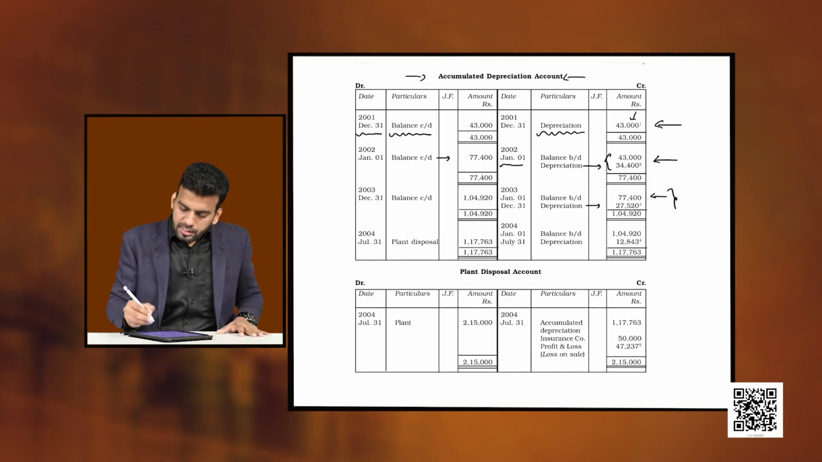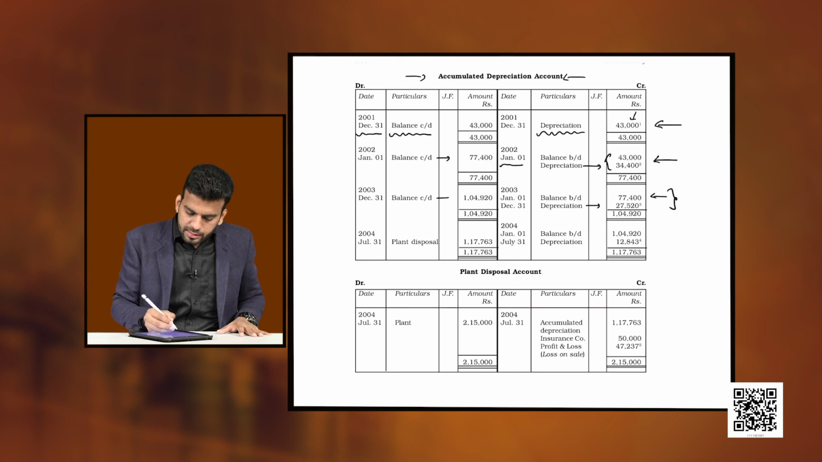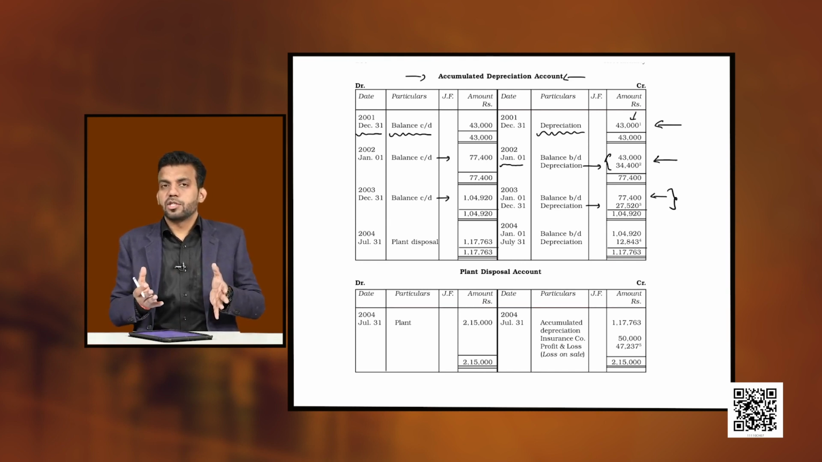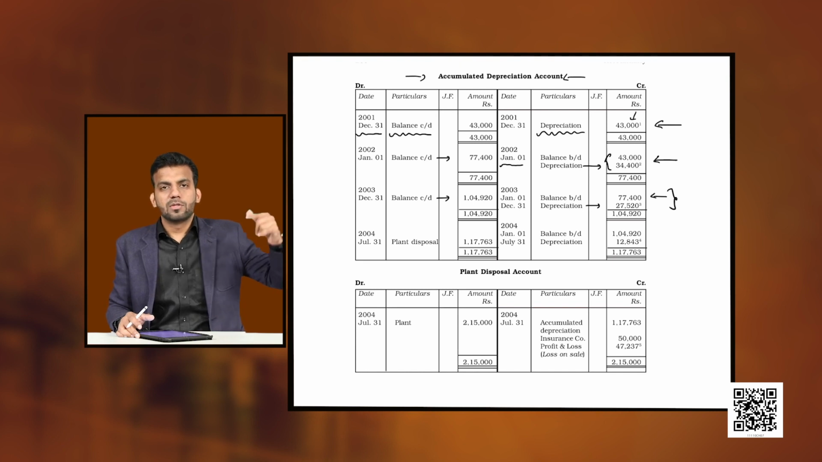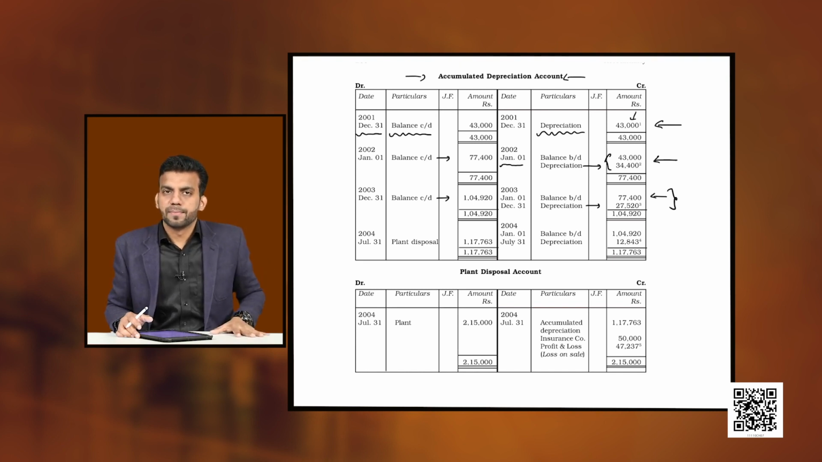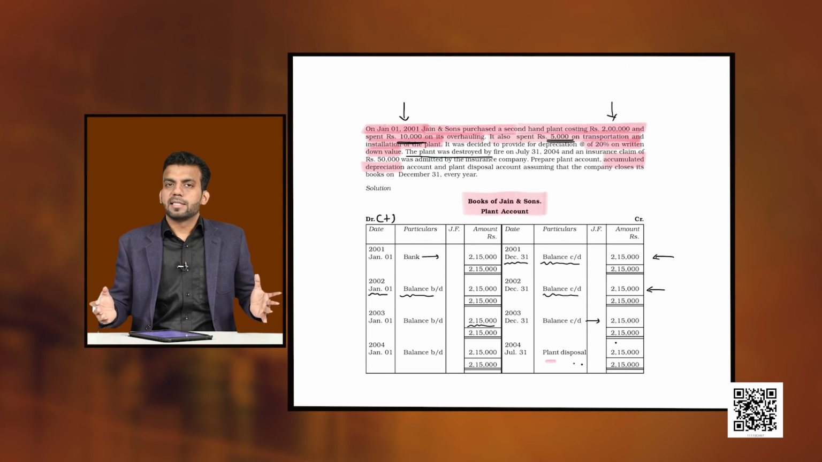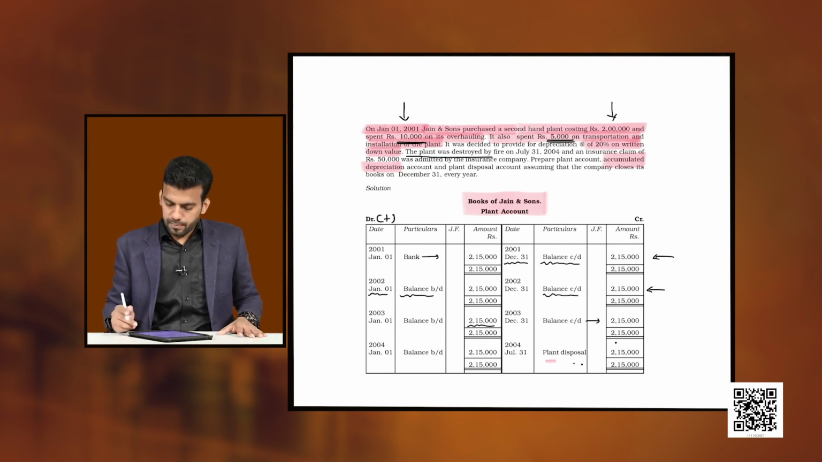And now we'll add these two figures, which will give me 1,04,920, and this is the accumulated depreciation for 3 years on the machine bought on 1st January of last year. Okay, students? And what would I do to the machine account, the plant account? The plant is going to remain the same, 2,15,000.